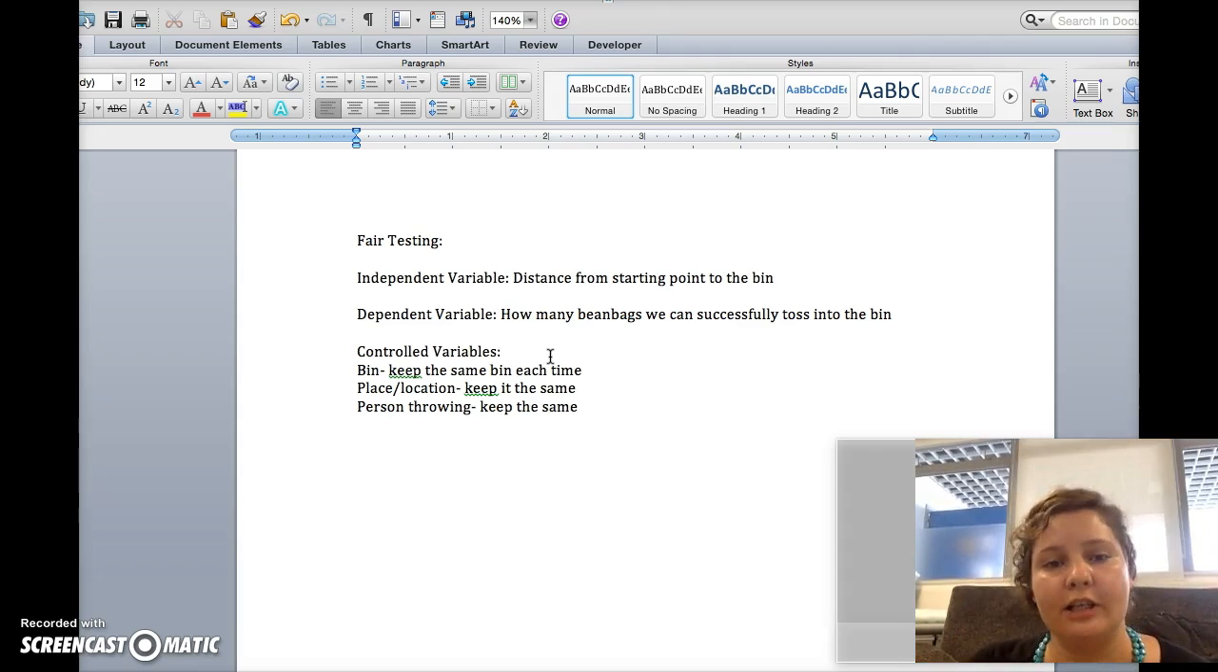So now it's your turn. You're going to think of at least 2 more variables that could affect how many beanbags we can get into the bin that we need to keep the same to make sure that the only independent variable is the distance that we're using. So go ahead, press pause, and think of 2 more controlled variables that we need.